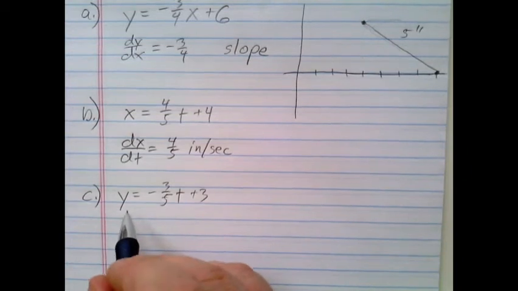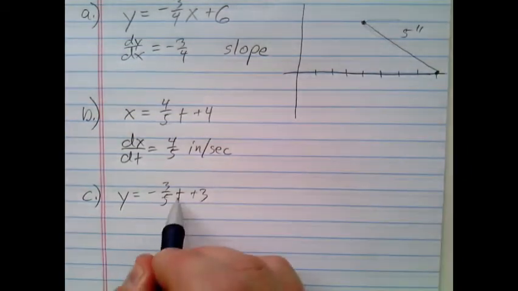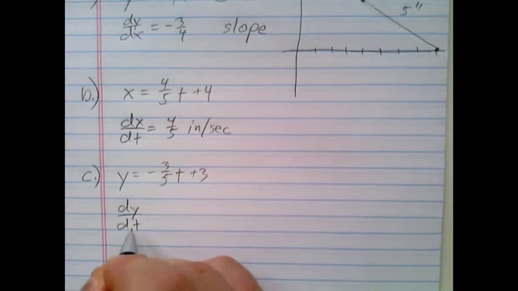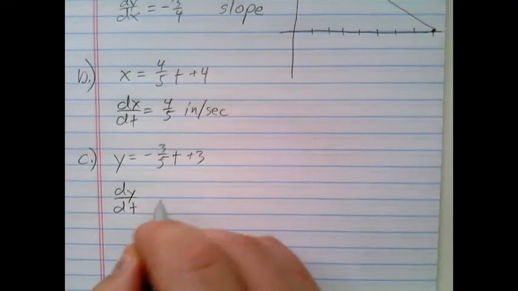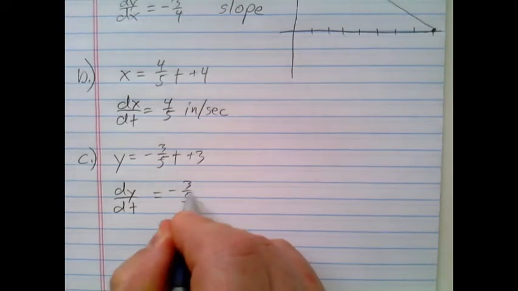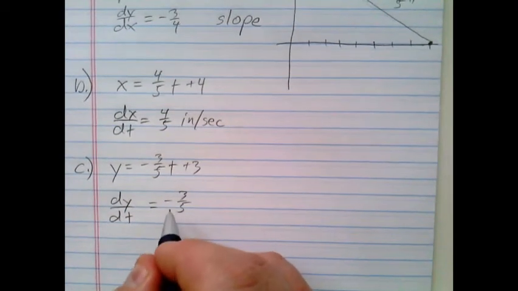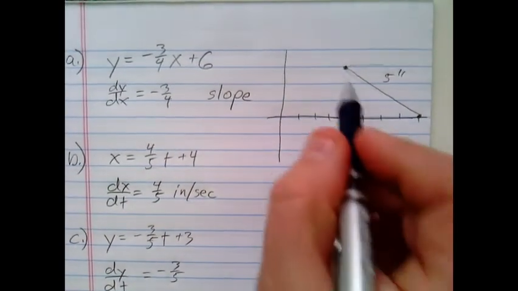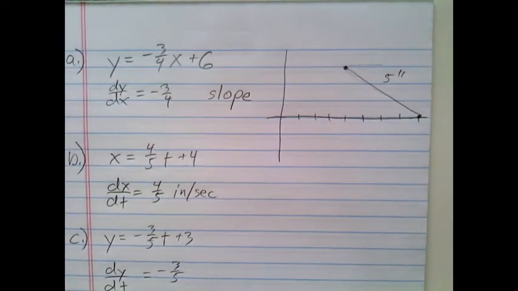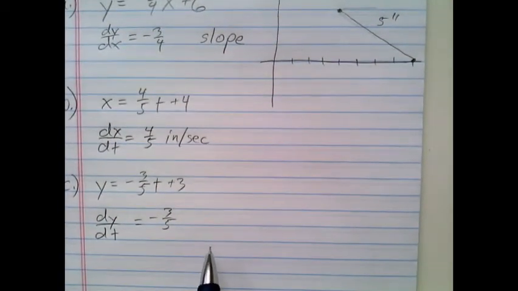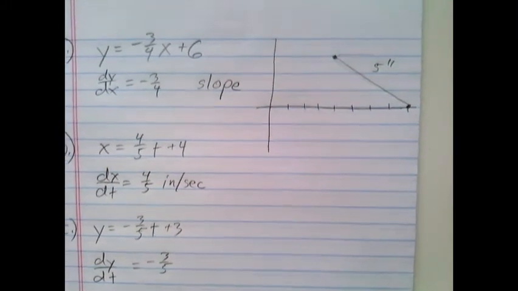And so now that I have a function that gives me y as a function of t, if I take the derivative of that function, I'm computing dy/dt, and the derivative of that function is -3/5. Now in this case, the negative tells me that my vertical position is decreasing, and of course it is. But it tells me also that the absolute speed is 3/5 of an inch per second.